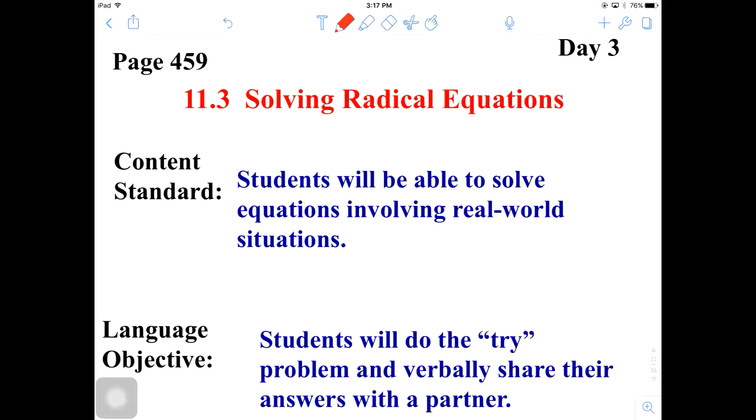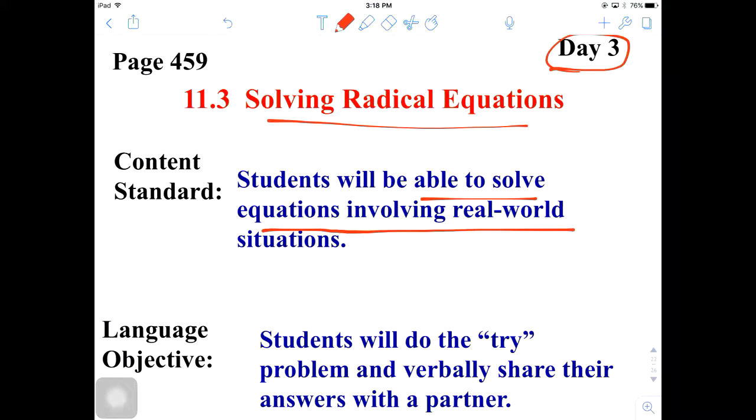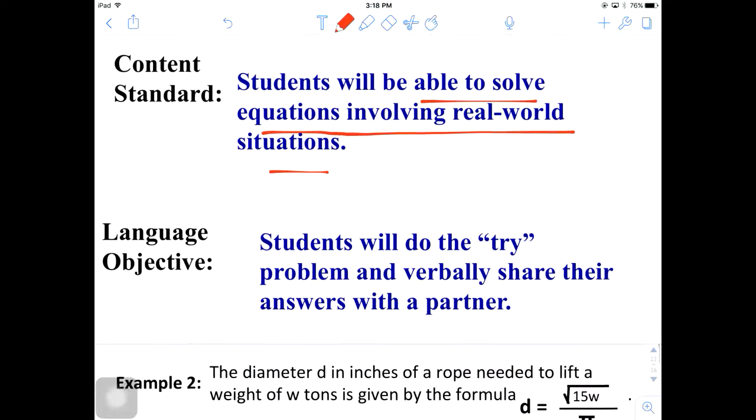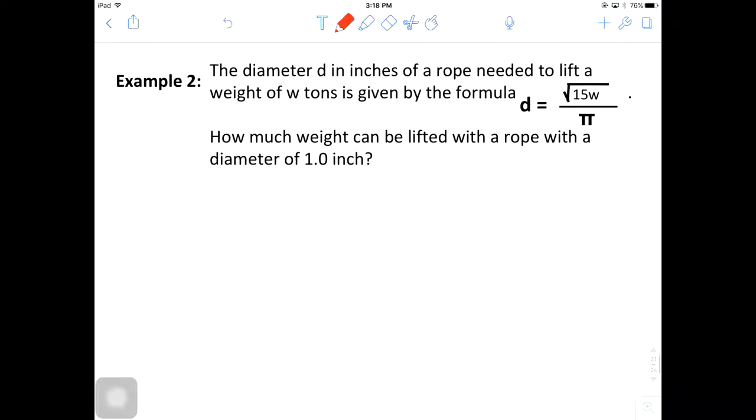Hello everyone. Today we're going to wrap up 11.3, and actually we're also going to be wrapping up module 11 because this is the last lesson in module 11. So yay. Today you're going to continue and finish the topic of solving radical equations, and you're going to be able to solve equations involving real world situations that have to do with the square root and cube root and whatnot. So we're going to take a look at the first problem.